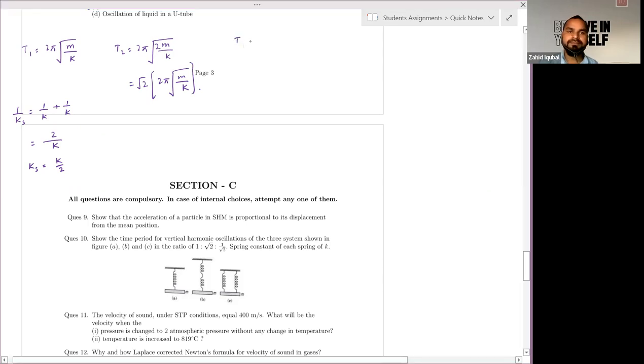In the third part, we have two identical springs having the same spring constant connected in parallel, and k equivalent for parallel combination will be k1 plus k2. Both k1 and k2 are the same as k, so it will be just 2k. Substitute this value, you will get 2 pi root under m by k equivalent, which is 2k. Now take this root 2 outside, so you'll get 1 by root 2 times 2 pi root of m by k.